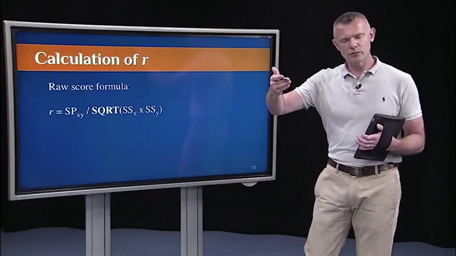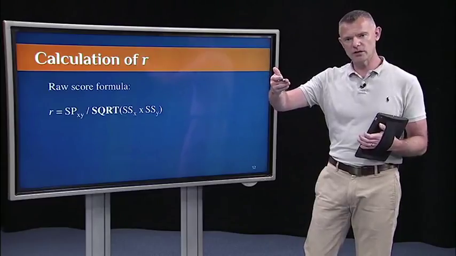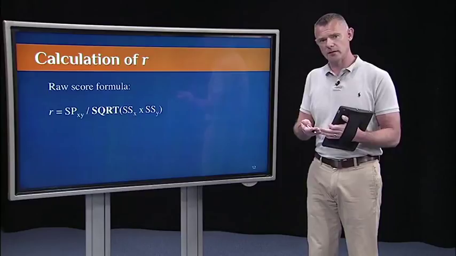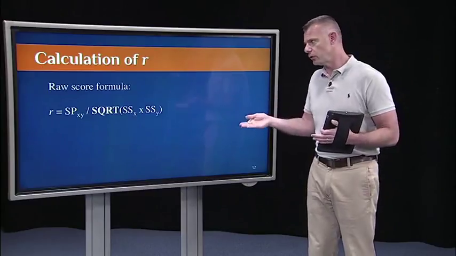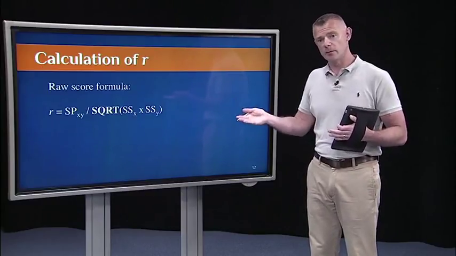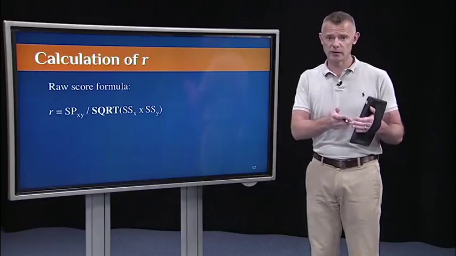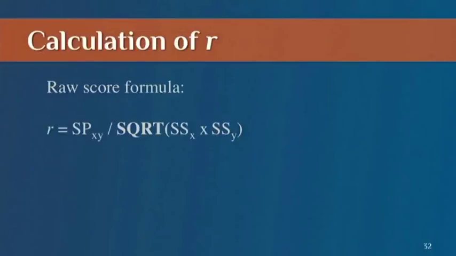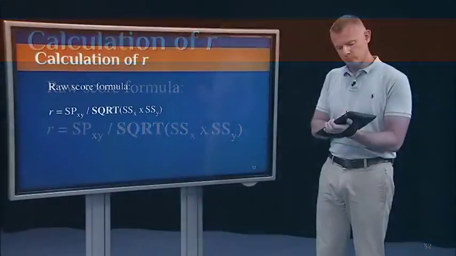Remember, go back to the conceptual definition of the correlation coefficient. It's the degree to which x and y vary together, that's sum of cross products, relative to the degree to which they vary independently. That's captured by sums of squares x and sums of squares y. So hopefully you can see the concept there now that we're moving into the math.